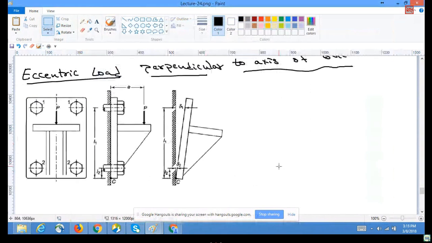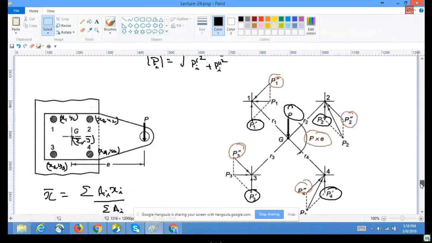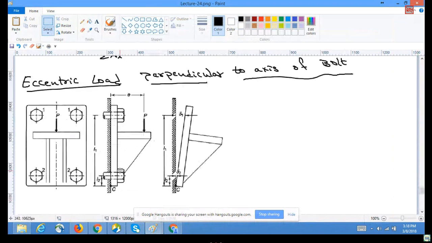So this is a case of a scenario. You can see this bracket. If you are seeing from the side angle, this is a kind of a bracket. Unlike the previous case, the bracket and the bolts are in the same plane. In this case, the bracket and bolts are in the same plane, whereas in this, you can see the bolts are in this direction, the bracket is in this. So that means your load, this load is perpendicular.